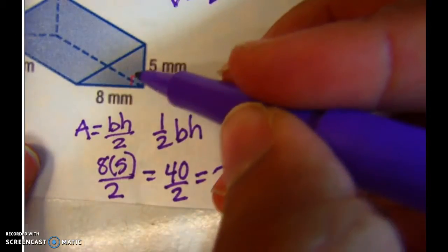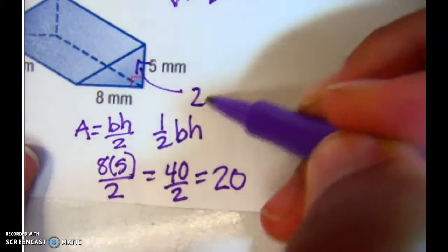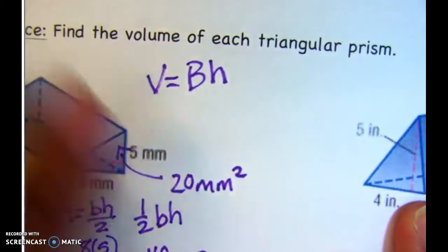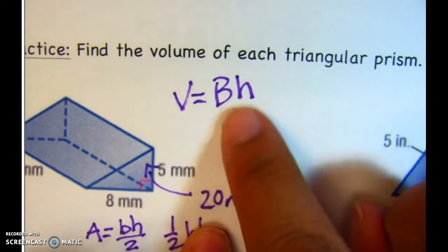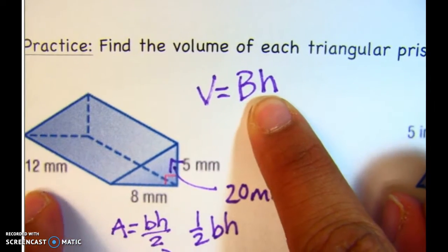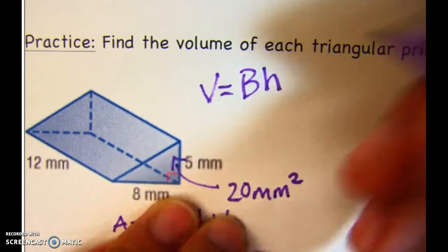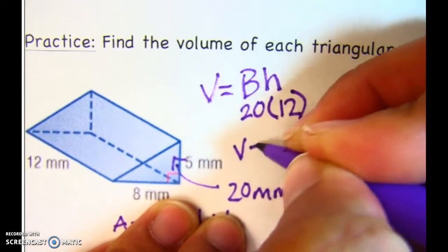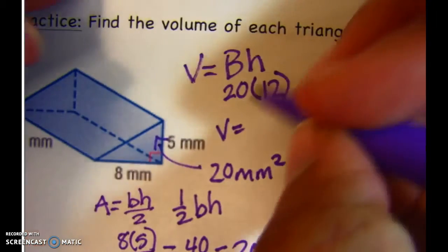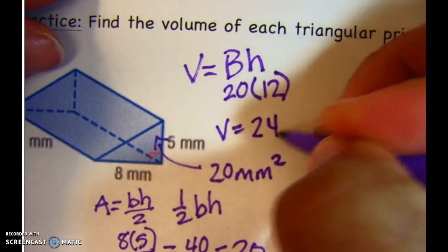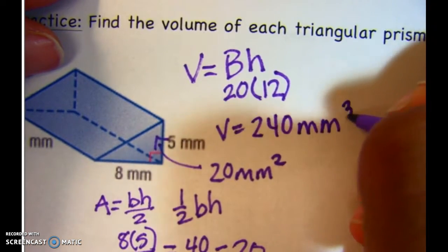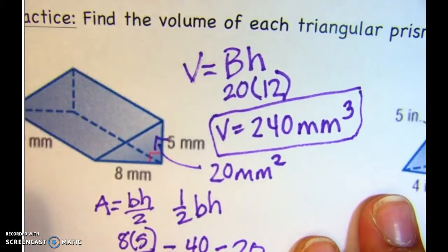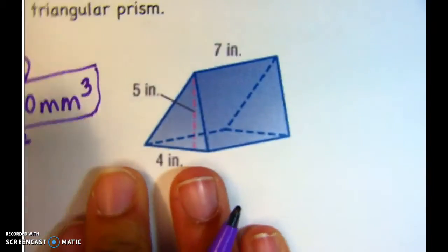So I know the area of this triangle is 20 millimeters squared. So I'm going to use that. That's the area of my base. And I'm going to multiply it times the height of the prism, which is 12. And 20 times 12 is 240 millimeters cubed. That's the volume. Last one.